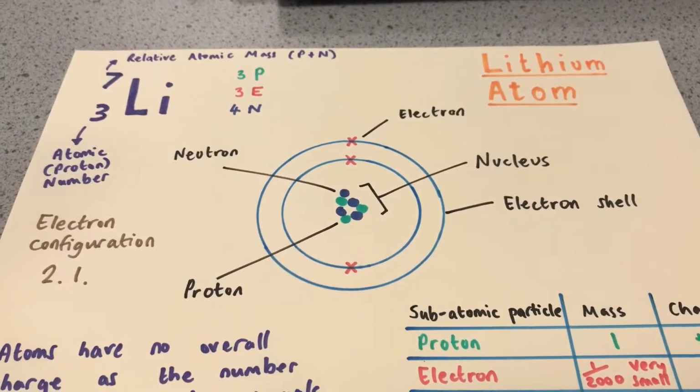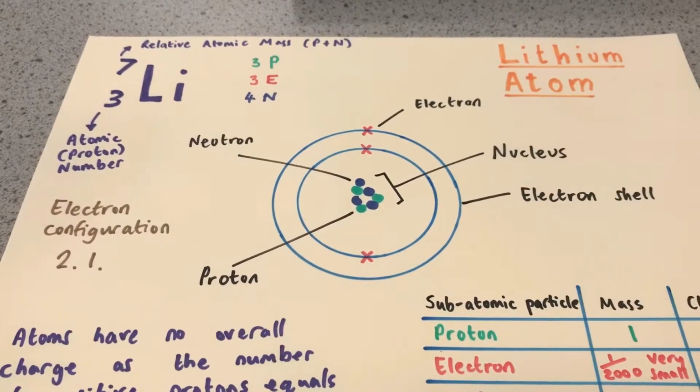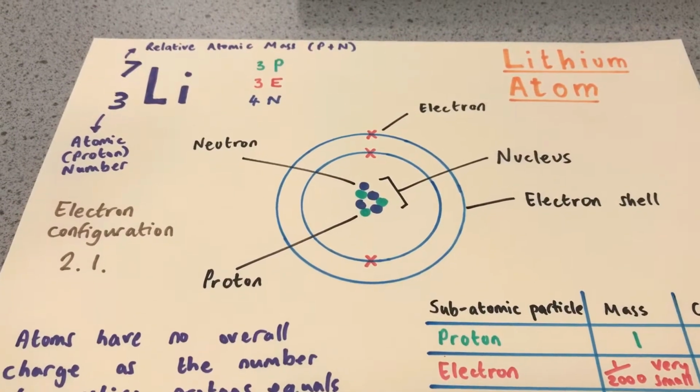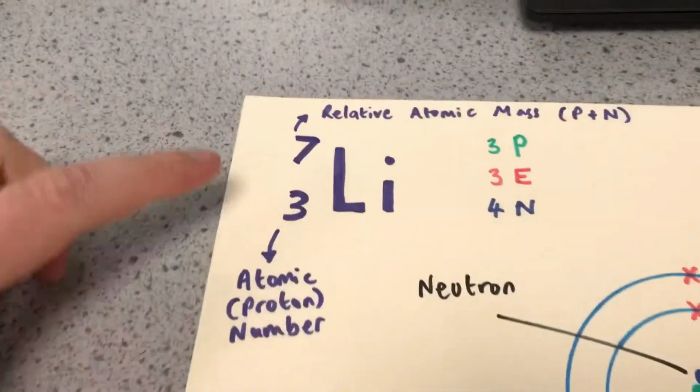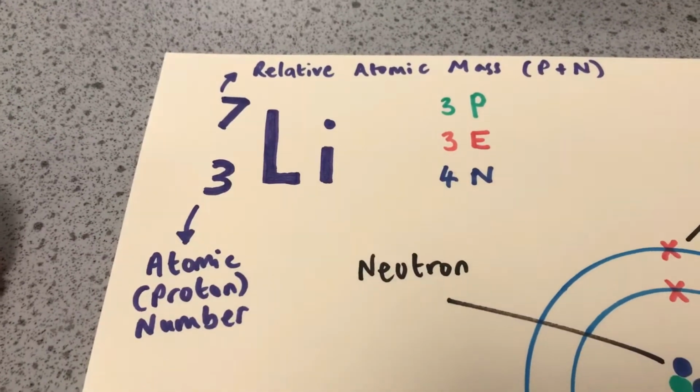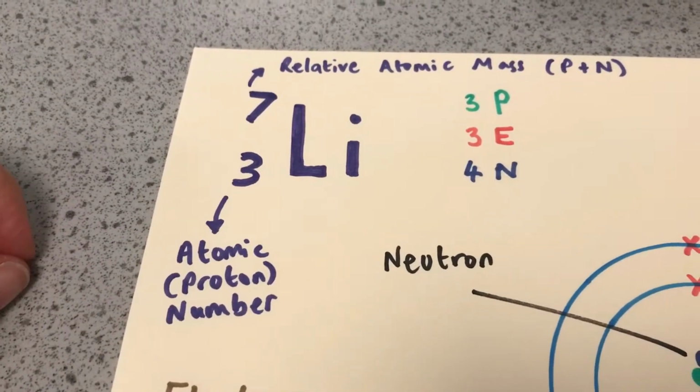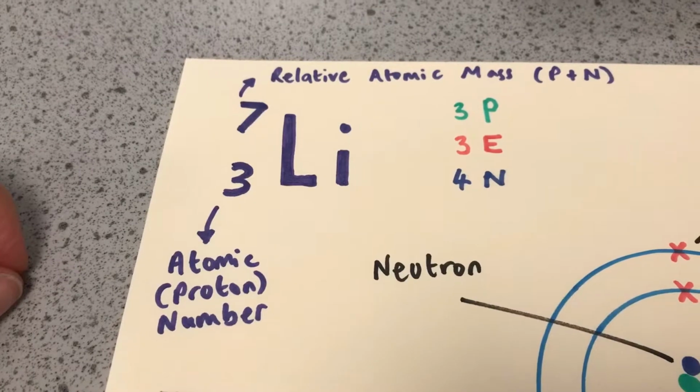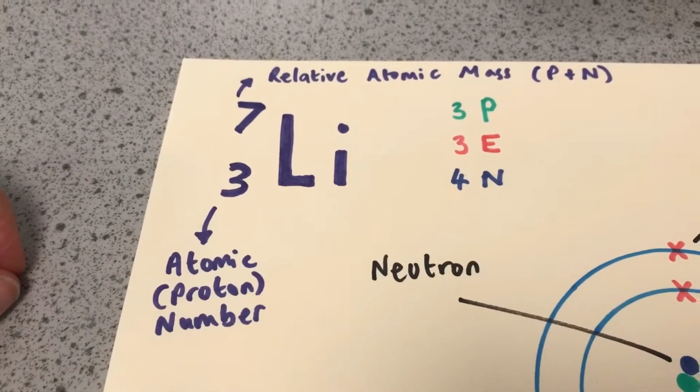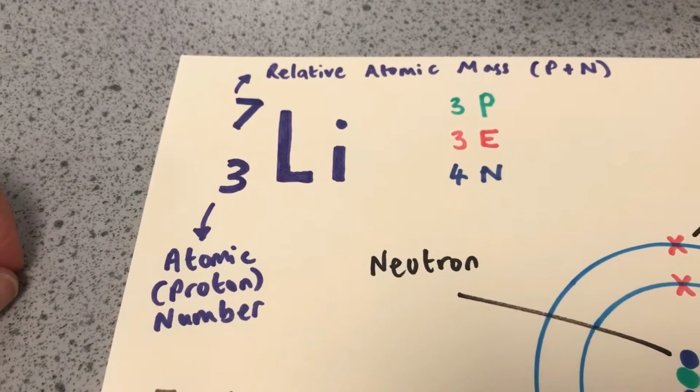We call them electron shells. Sometimes we call them energy levels. And what we're looking at here is a lithium atom. And if we look up here, we can see that on the periodic table, lithium has the symbol Li, and it has a big number of 7 and a little number of 3.